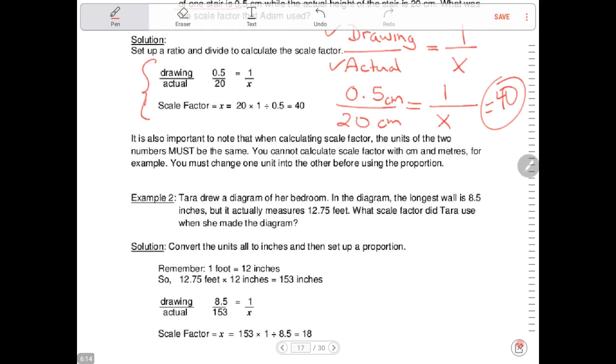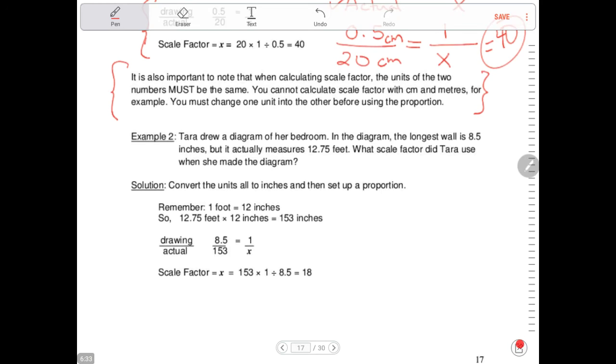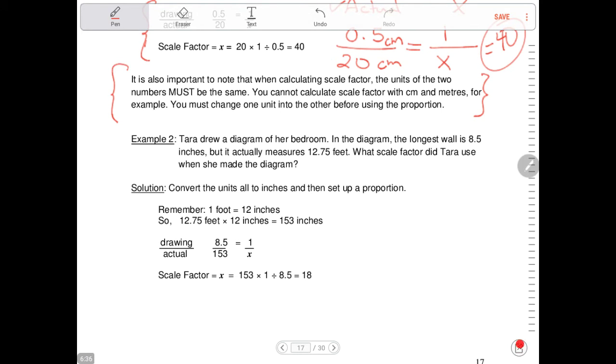Now, no matter what you're doing, I do have to point this out. This is very important. When you try to figure out the scale factor, you must be in the same units. And they're going to try to sneak this on you where you're going to have feet, inches, centimeters, meters, and you're going to have no idea what's going on. So I'll show you here in example 2.